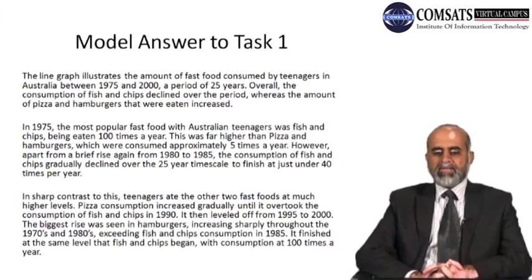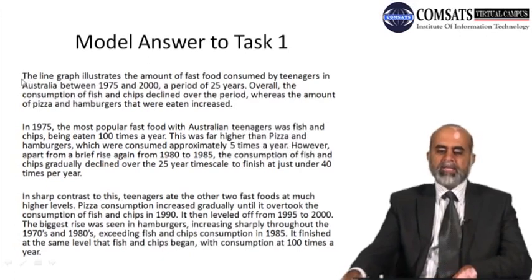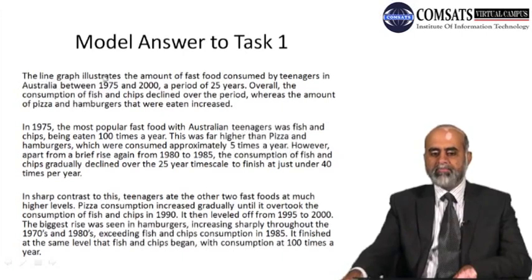The line graph illustrates the amount of fast food consumed by teenagers in Australia between 1975 and 2000, a period of 25 years. So you'll see the first sentence is actually the description of this graph. It begins with identification of the kind of graph or visual organizer it is. So what kind of visual organizer is it? It is called a line graph. And what does it illustrate? What does it explain? It explains the amount of fast food consumed by teenagers in Australia.